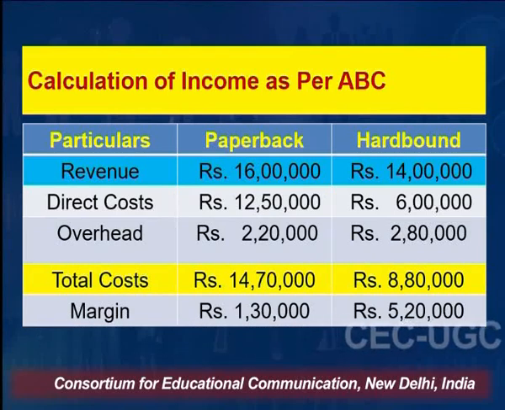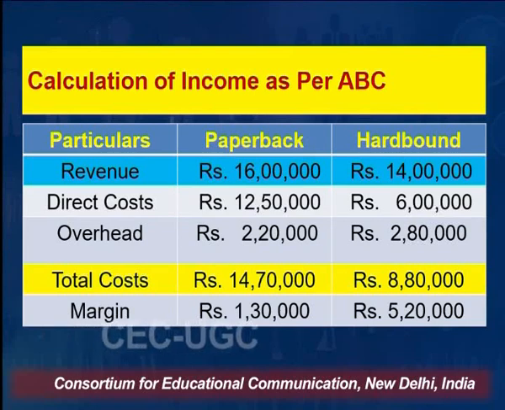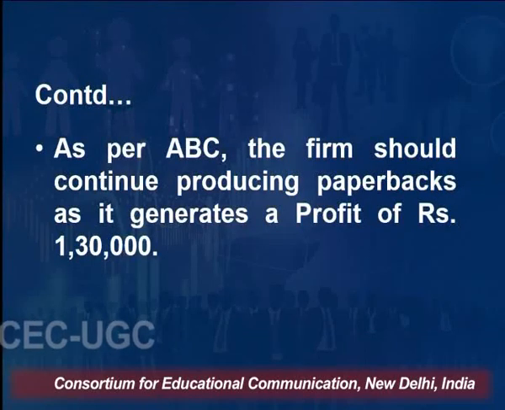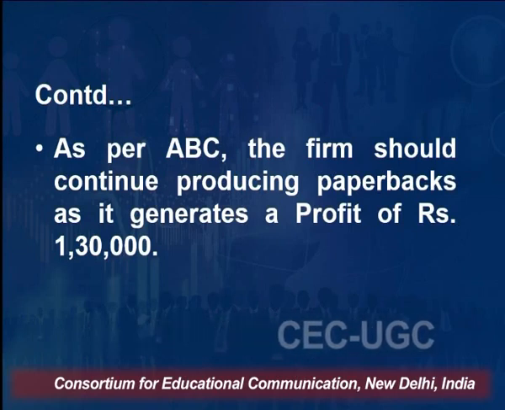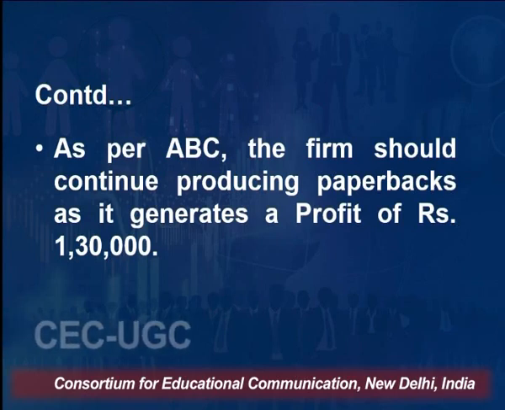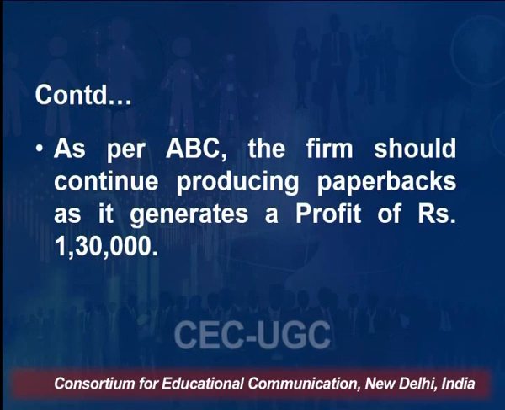This is what you must be observing here in this solution: on the basis of activity based costing, when you allocate the cost on the basis of activity, this is the result in front of us. So what should be our decision, what should be our recommendation to the management? Very simple, as per activity based costing, the firm must continue producing paperbacks because it is generating a profit of rupees 1,30,000. So we have answered all three questions.